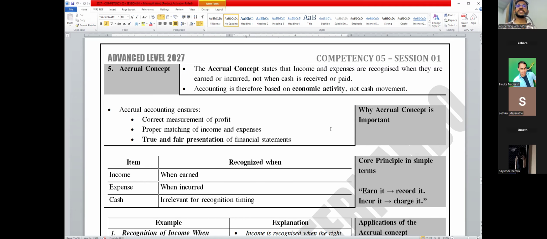The underlying principle of preparing financial statements is going concern. Write that down. The underlying principle of recording business transactions is the going concern.